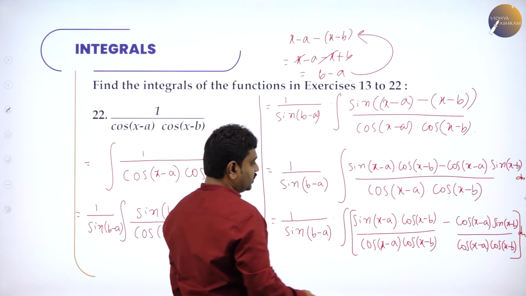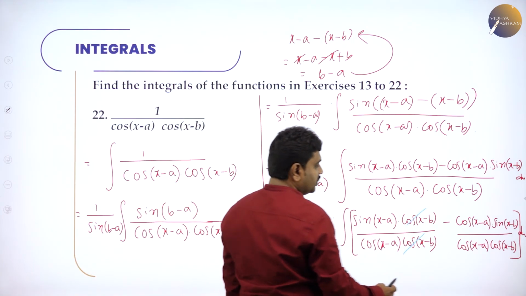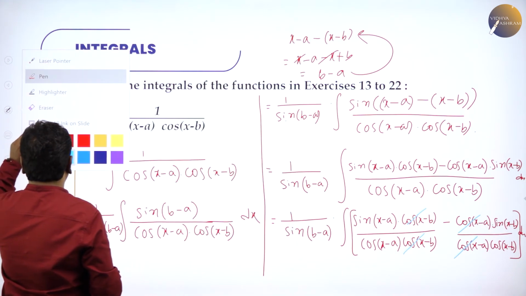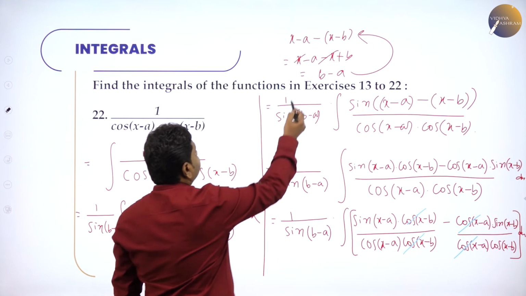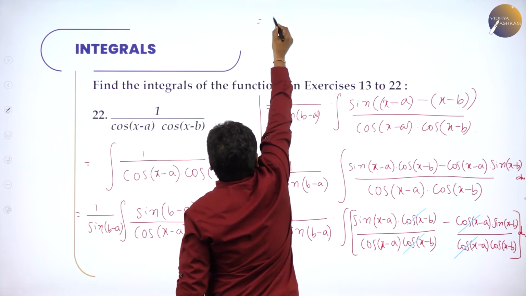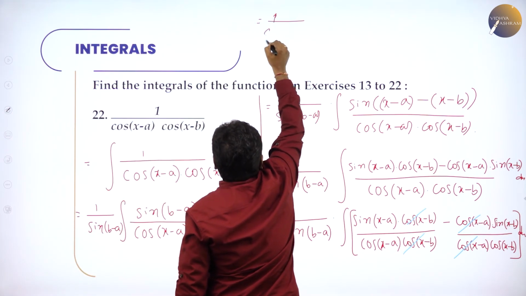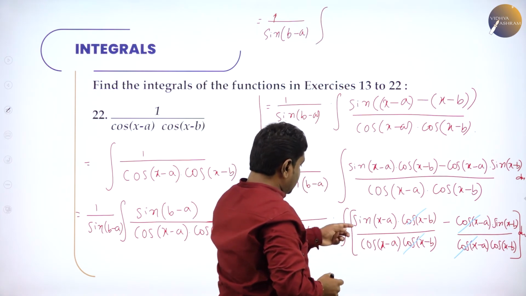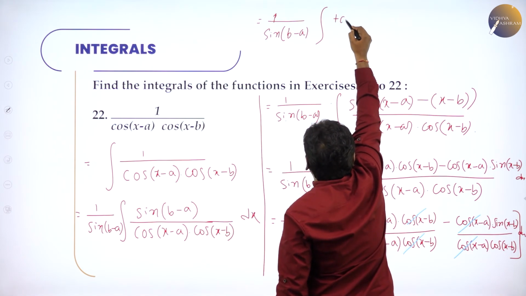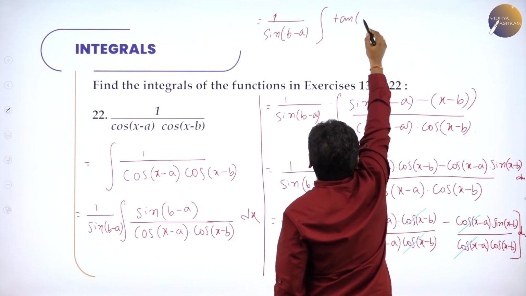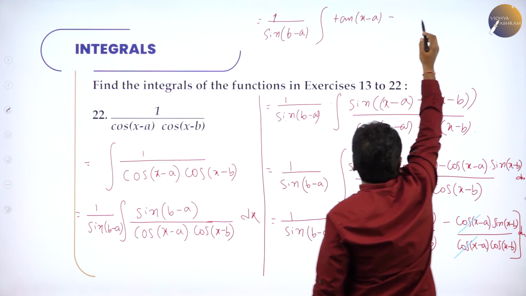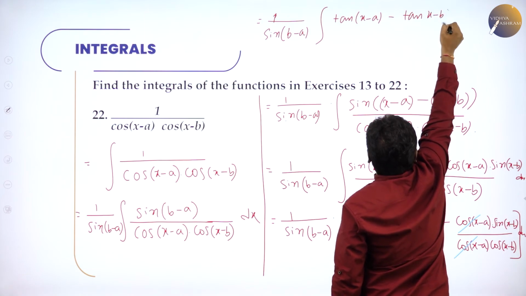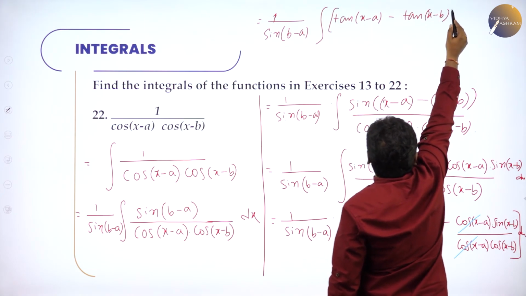So here I can cancel cos of x minus b, cos of x minus b. Here I can cancel cos of x minus a, cos of x minus a. Remaining terms, or retained terms, to write it. So now I am left with 1 divided by sine of b minus a into the integral of sine by cos. You know, sine by cos is what? Tan of x minus a, minus, again sine by cos, tan of x minus b. Now both are integrable. Integrate them.